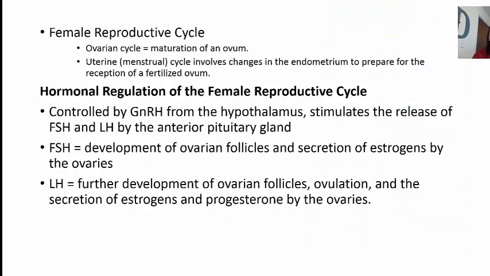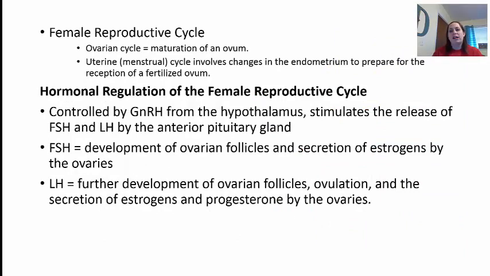So when we look at the female reproductive cycle, there's two areas that we have to focus in on. There's the ovarian cycle, and this is the maturing of the egg each month where it gets released. And then you also have the uterine, also known as the menstrual cycle, and this involves the changes that take place in the uterus, and those changes are going to be directly related to whether that egg got fertilized or not each month. Now, the ovarian and uterine cycles are going to be controlled mostly by hormones. So there's going to be a big hormone regulation of these female reproductive cycles.